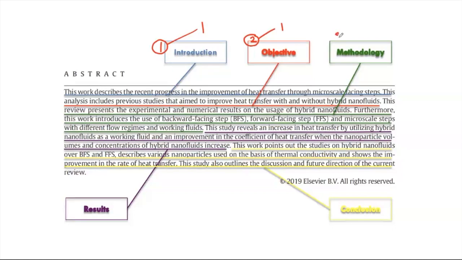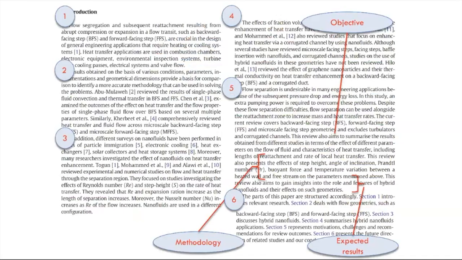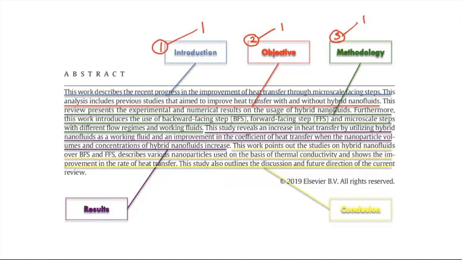That's one already. Okay, you have the methodology that has one sentence, and then it continues, furthermore, because it breaks into the second section. This work introduces the use of BFS, backward facing step, forward facing step, and micro scale steps with different flow regimes and working fluid. So again, it is okay to have a slightly different method where you have 2 sentences instead of 1. And then we continue to the results.